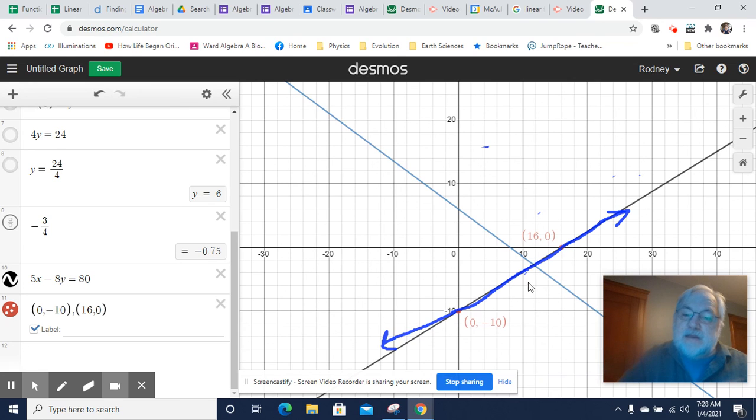At any rate, so that is the line. It goes right through (0, negative 10) and (16, 0). All you need is 2 points and a straight line through them to graph a linear equation. Standard form makes that easy.